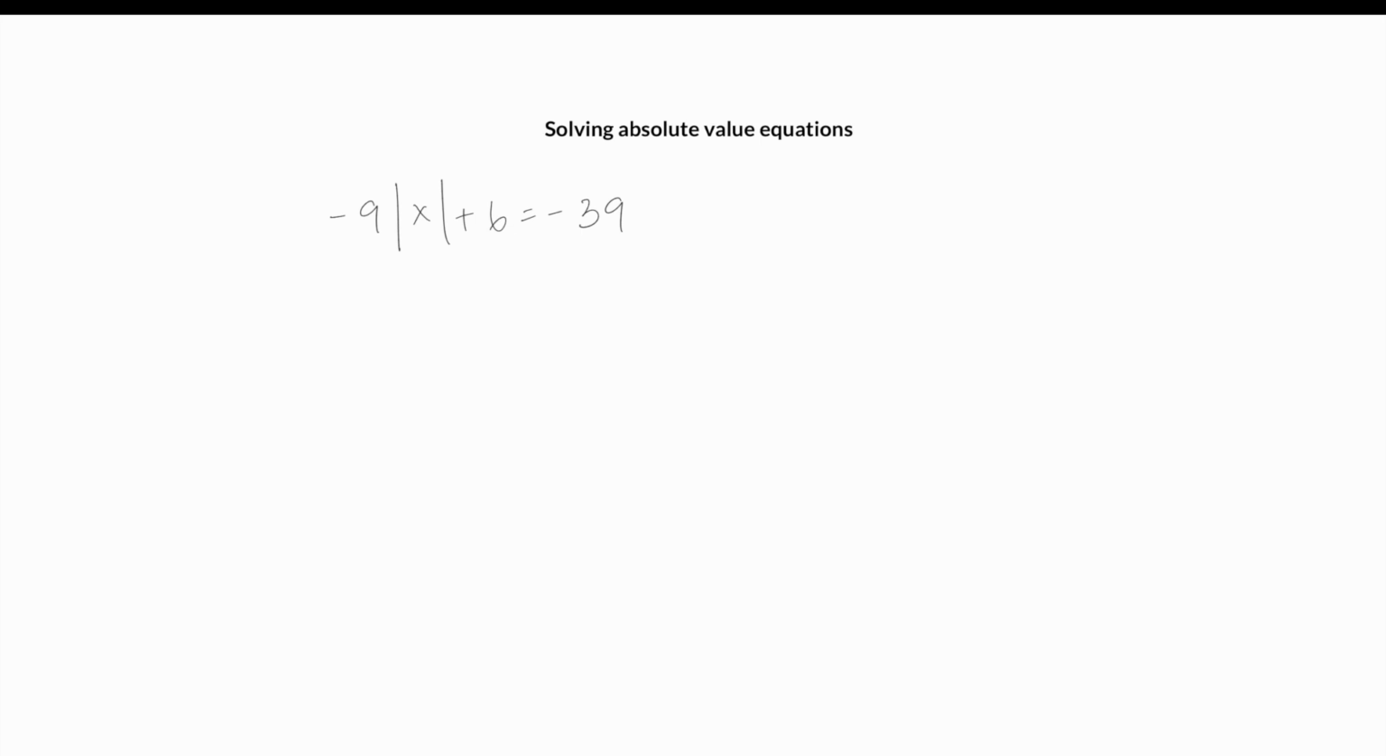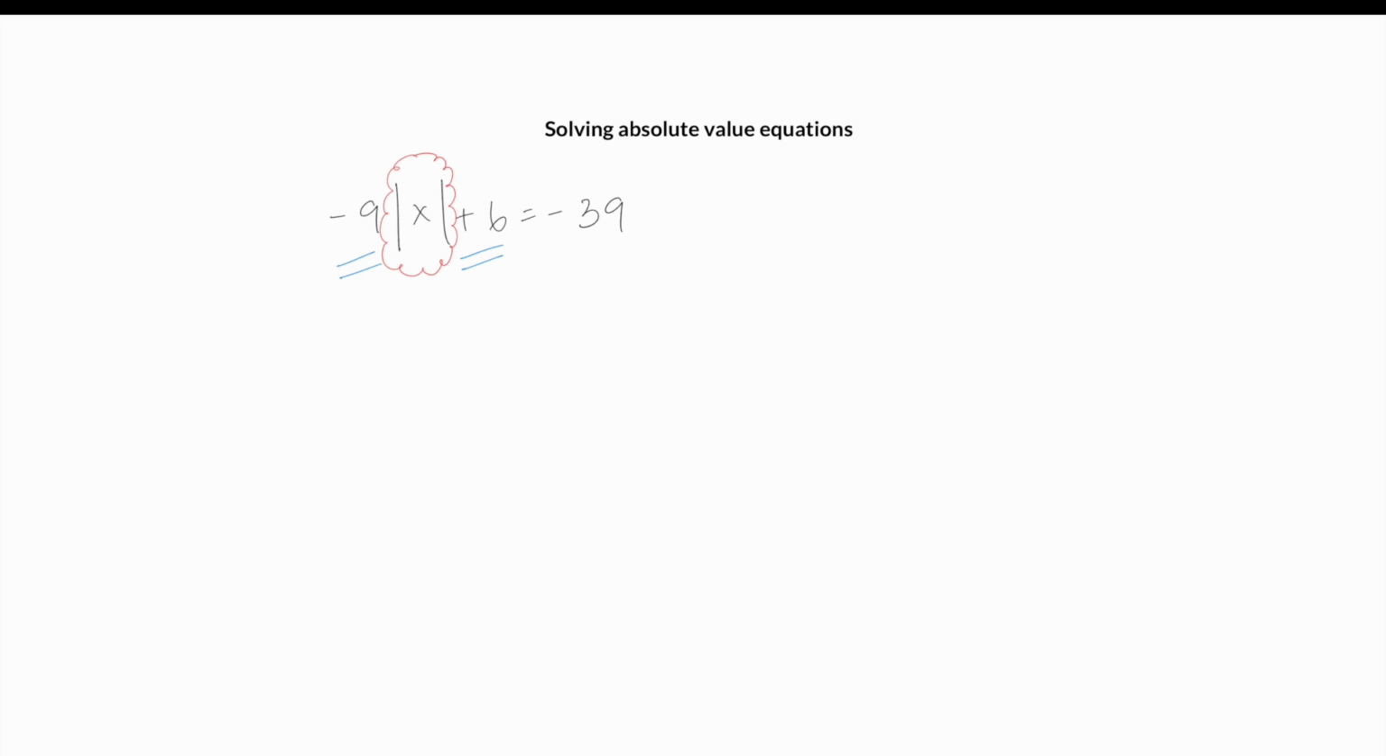When we're solving an absolute value equation, the first goal is to get the bars, or the absolute value, by itself on one of the sides of the equal sign. In this case, we have two numbers that separate us from having the absolute value of x by itself on the left. Those numbers are plus 6, which is added to the absolute value, and -9, which is multiplying the absolute value. Also keep in mind that to move something to the opposite side of the equal sign, you have to do the opposite of what you see.